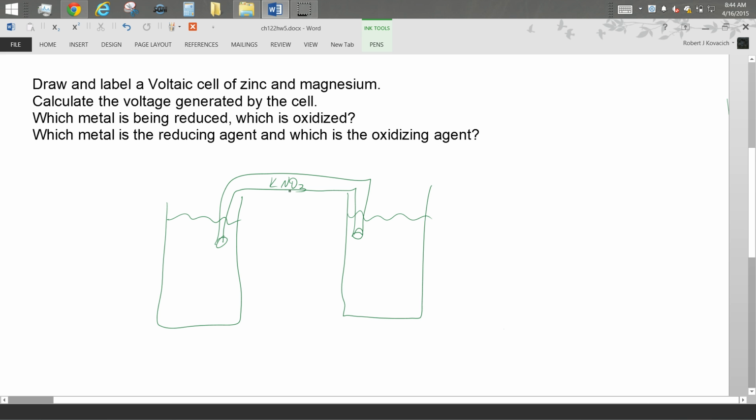And we have zinc, so I'll put a zinc bar here. And I'll put a magnesium bar here. And I'll have them attached with a wire. Put a voltmeter in the middle just so we can measure the voltage. And what needs to go into the liquids?